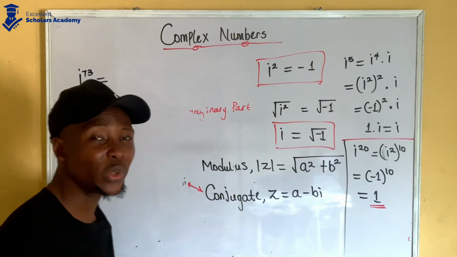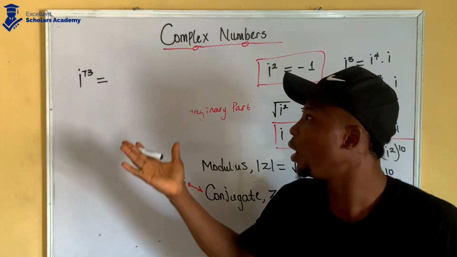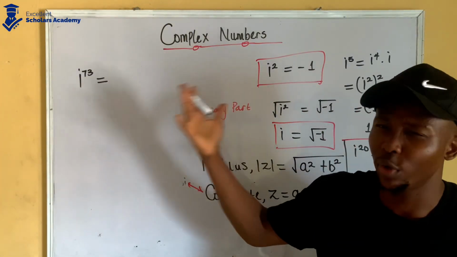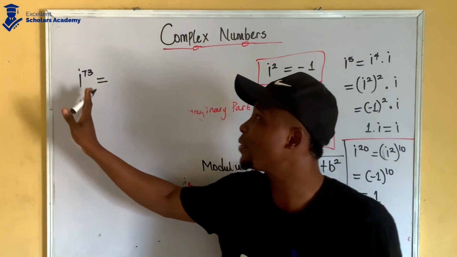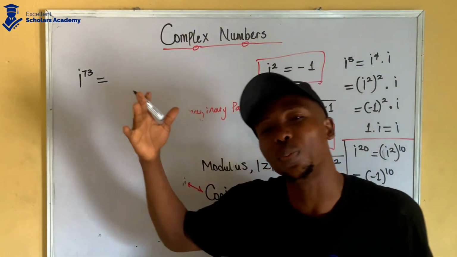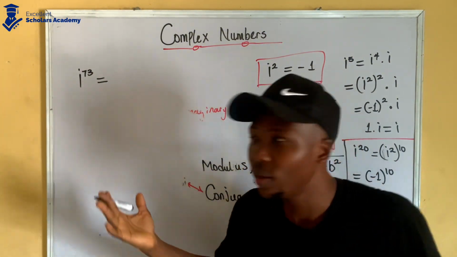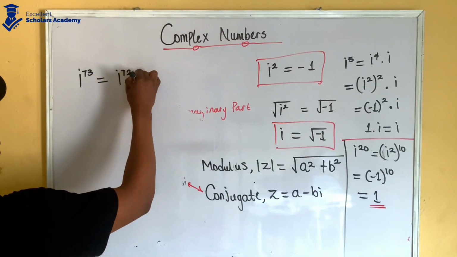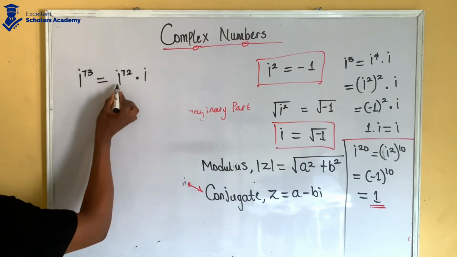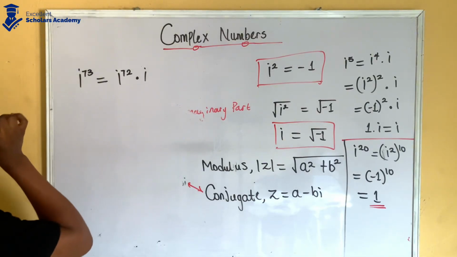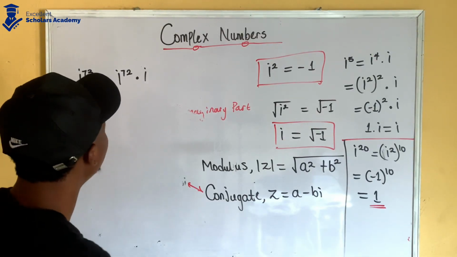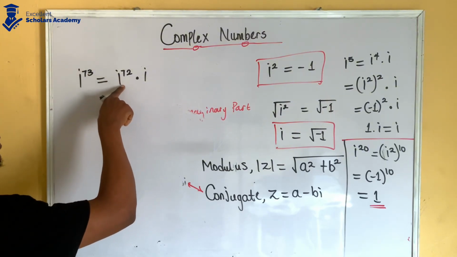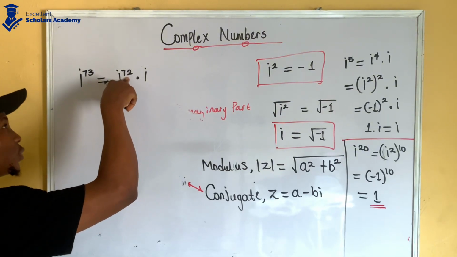Now, like I said, we try to write this in a form that has an even number. What I'm trying to say is we have to put this in a way that it's going to be to the power of an even number. What do I mean? We can manipulate this as i to the power of 72 times i. All right. i to the power of 72 times i still gives us i to the power of 73. Now, this i to the power of 72, you have put it in such a form that it has an even number as its power.